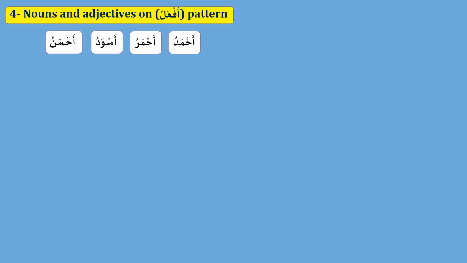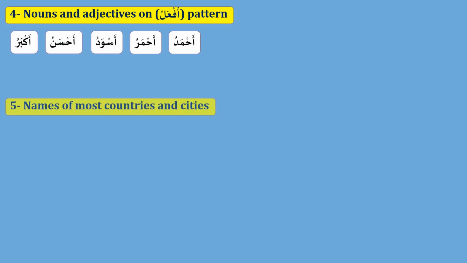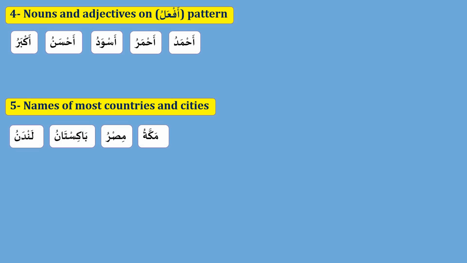Number 4, nouns and adjectives on af'alu pattern. Ahmadu, أحمر, أسود, أحسن, أكبر. Number 5, names of most countries and cities. مكة, مصر, Pakistan, London.